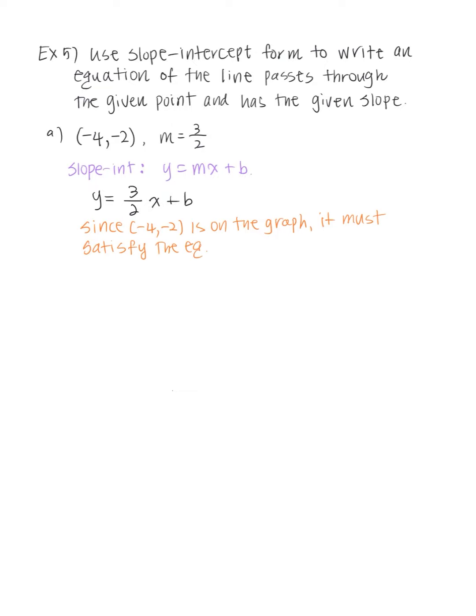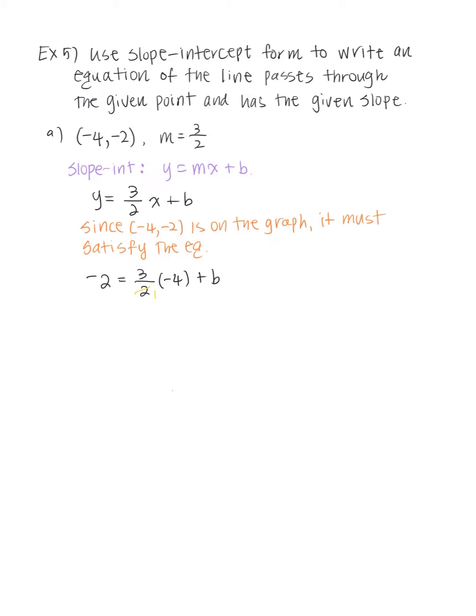EQ means equation. Okay, so what we're going to do is this. We're going to replace our x with -4 and y with -2, so that way we can solve for b. Ready? So then here, we're going to have -2 equals 3 over 2, and then our x was -4, and then here you're going to have plus b.